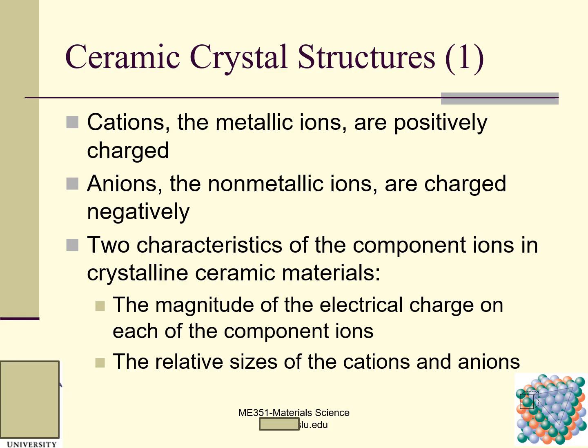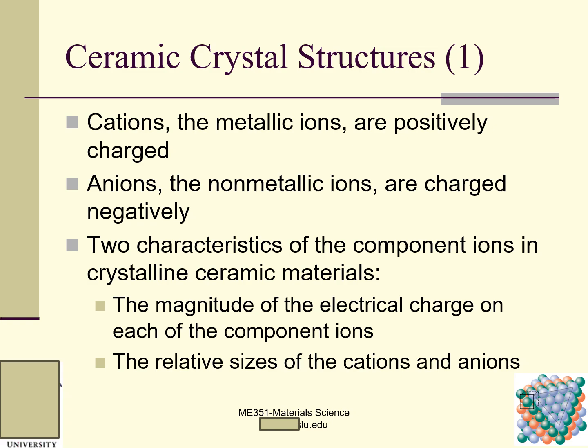So then we talk about ceramic crystal structures. We have talked about metals and metal alloys, and then we focus on ceramic crystal structures. Ceramics, okay, you already have two different elements. They are compounds. The cations, usually the metallic ions, are positively charged. The anions, the non-metallic ions, usually are charged negatively.